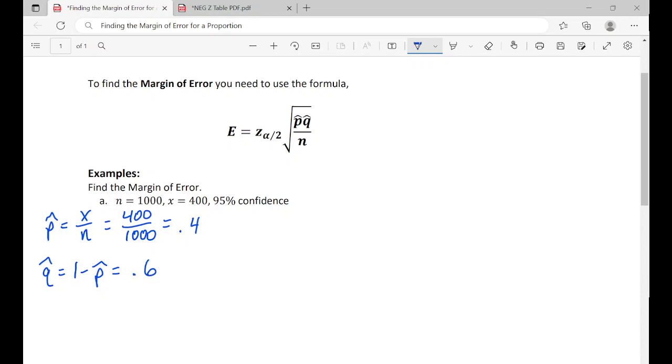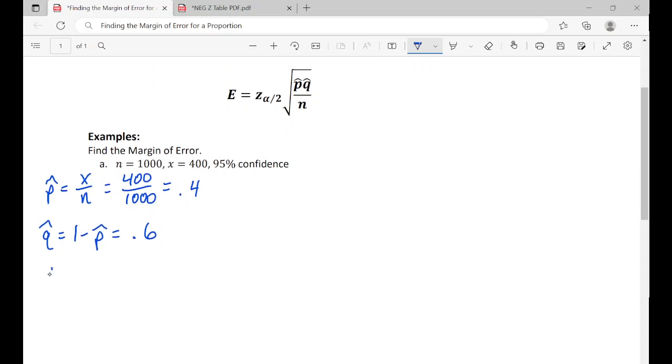Now we have to find our alpha over 2 so we can find our critical value. Alpha over 2 is going to be 1 minus 0.95 over 2. And we do the arithmetic here, we're going to get 0.025. So we need to find our Z sub 0.025.